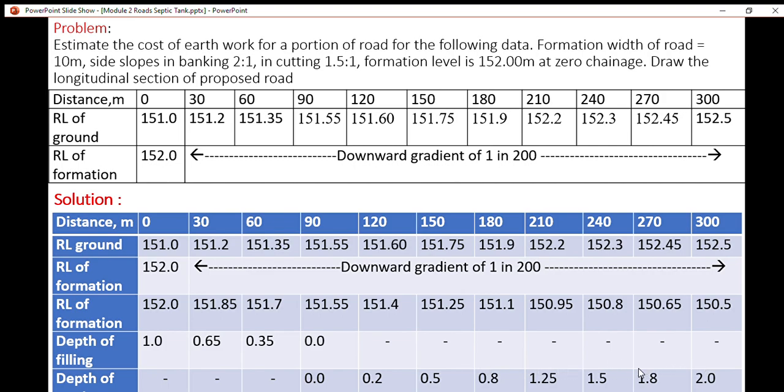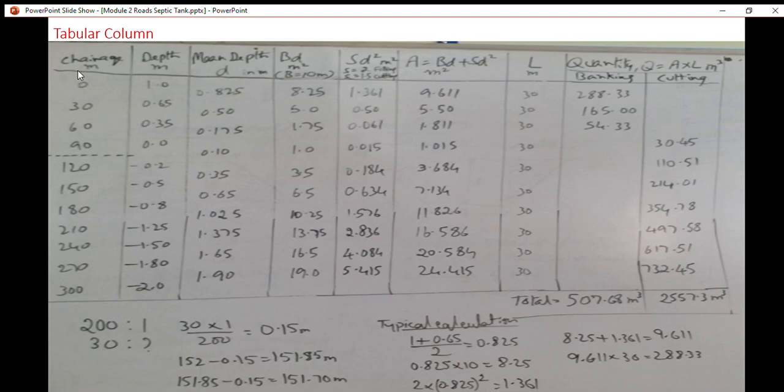Prepare the tabular column as shown. There are 9 columns in the table. In the first column, the chainages are written. In the second column, depth of filling or height of cut are entered. Negative sign is used to refer to cutting. In the third column, mean depth is calculated. Refer to the typical calculations given below the table. In the fourth column, area of rectangle is calculated, that is equal to B into D. Substitute B equal to 10 meter as width of formation as given in the problem.